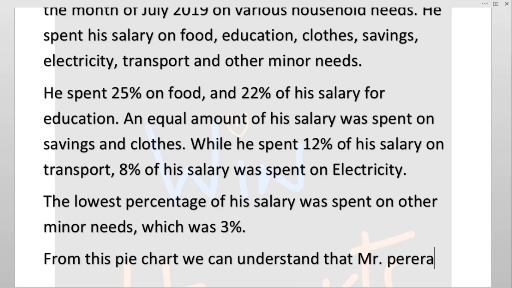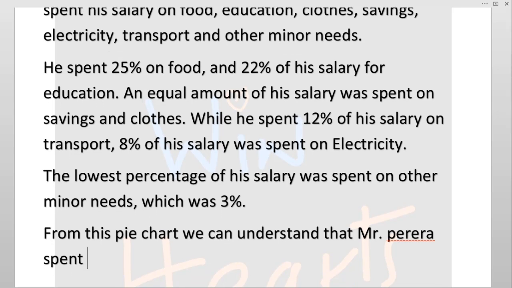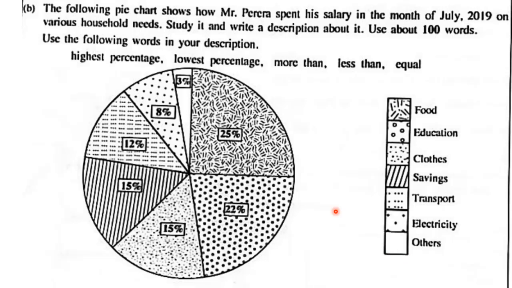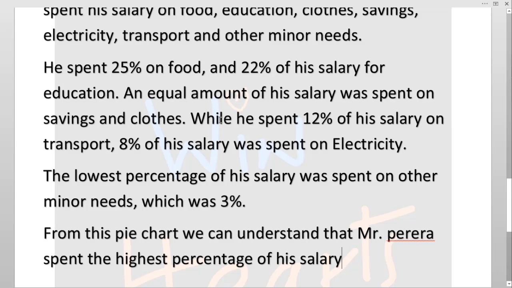Pereira, what has he done? Spent the highest percentage for what? Percentage of his salary. Let's see what must be. But on what has he spent? Is it 22% or 25%? It's 25%, right? And he has spent all this 25% on food, right? Of his salary on food. That's it. Not that tough.